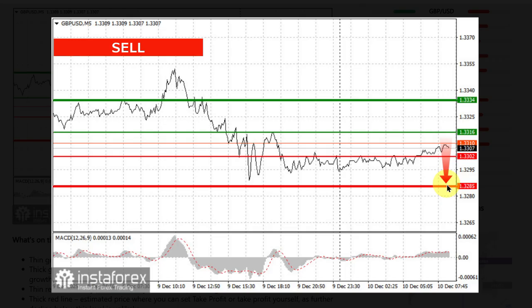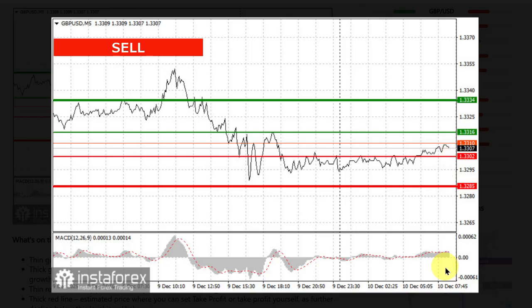Pound sellers will show their strength in case of weak data. Before selling, make sure that the MACD indicator is below the zero mark and is just starting a downward move from it.